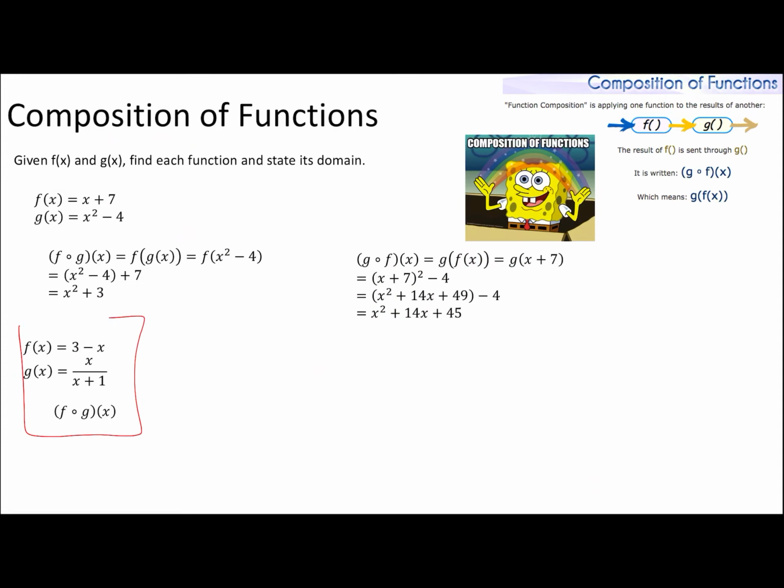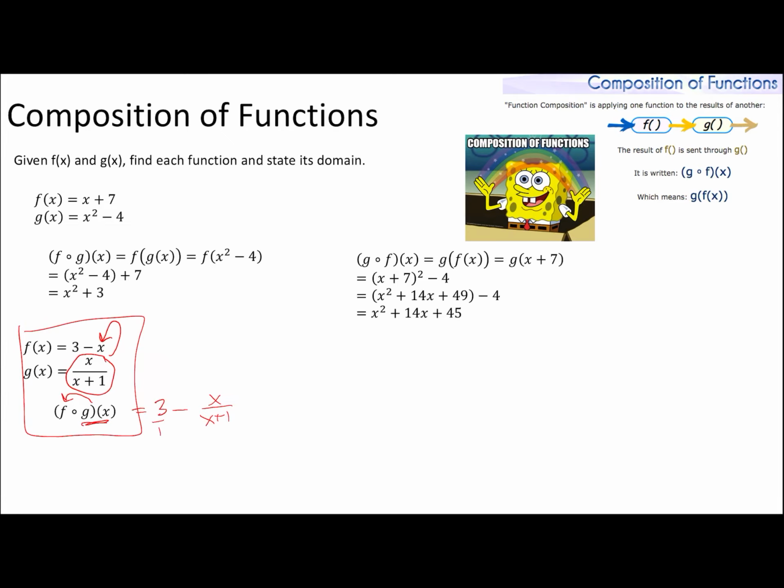Okay, let's see if we can figure out this guy. So we have different types of functions here, but that's okay. So we're going to take g of x, plug it into f of x. So we're going to take all of this, plug it into the variable right there. So that turns out to be 3 minus x over x plus 1.